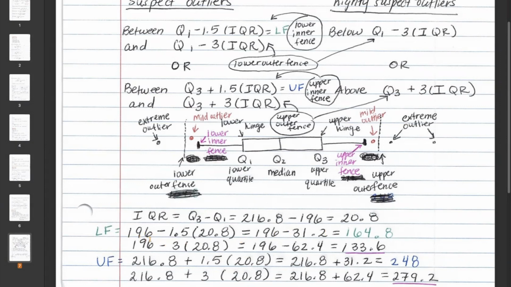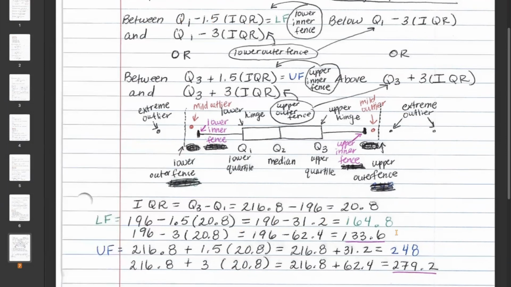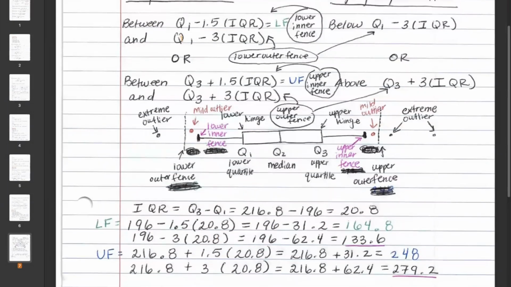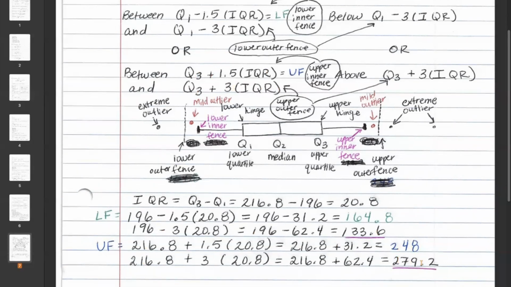So I first did the lower inner fence, which is quartile 1 minus 1.5 times the interquartile range, which is 20.8. And so you get 164.8. And then the next one I did was quartile 1 minus 3 times the interquartile range, and that you get 133.6. And then I also did these two formulas. So quartile 3 plus 1.5 times the interquartile range, you get 248. And then quartile 3 plus 3 times the interquartile range, you get 279.2.